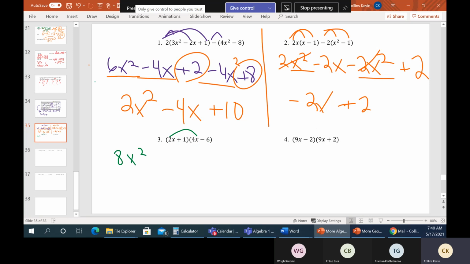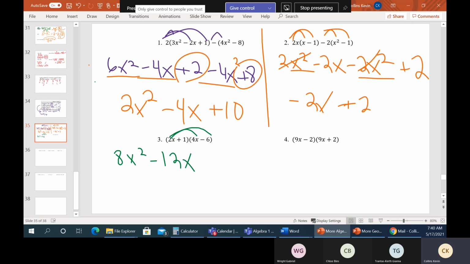Okay? So then we do the outside terms. That's the very first guy and the very last guy. Okay? So that's going to be 2 times negative 6. That's going to be minus 12x.